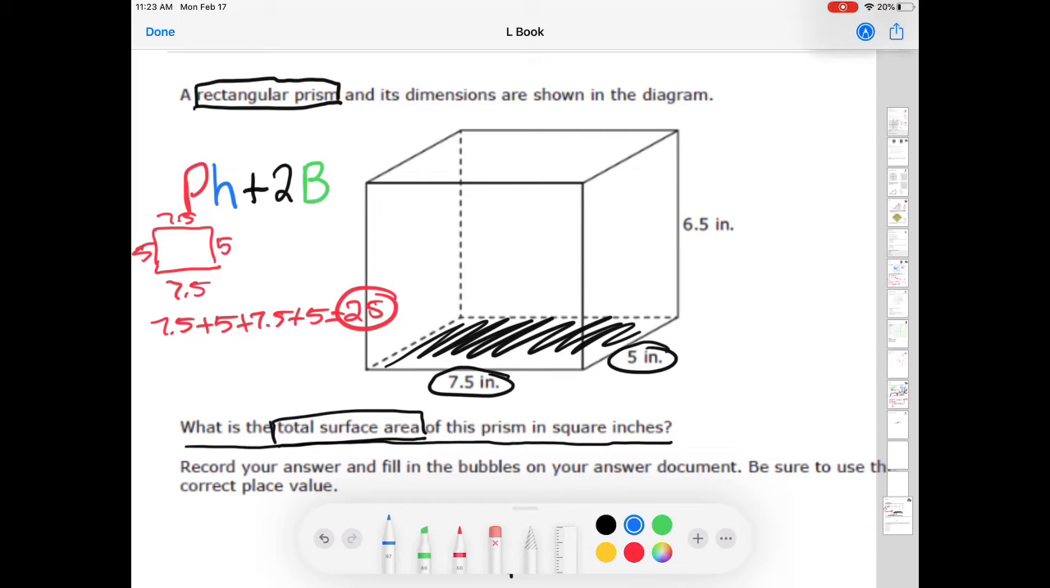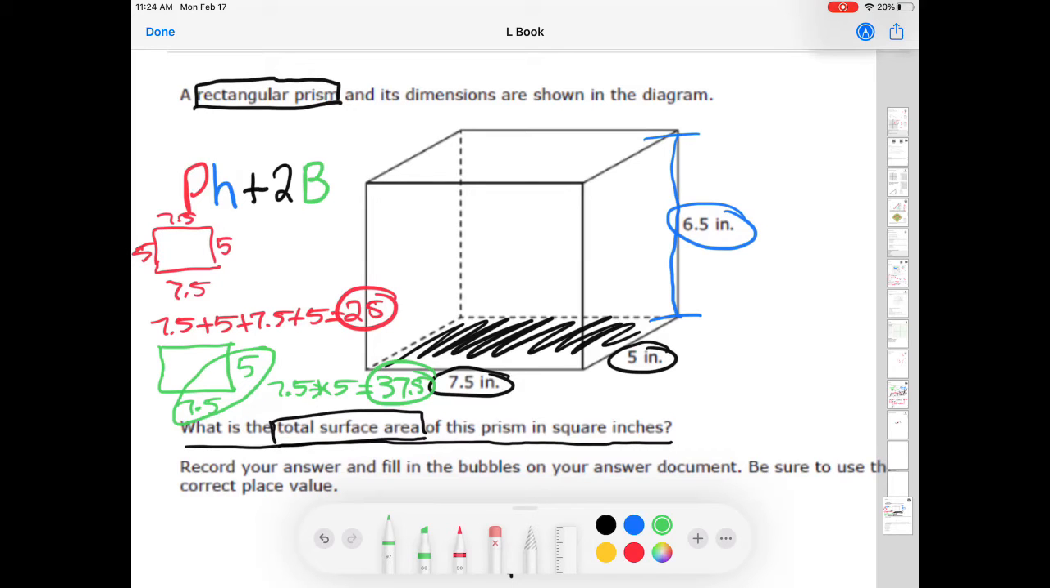Next thing, I need to figure out where my height is. Well, that's easy. It's usually going to be the number that you didn't use. So it's 6.5 over here, or the actual height of the rectangular prism as it's sitting down. Now we have our plus 2. We know that that stays the same. And then we have my big B, which is my area of the base. So again, I'm going to draw my rectangle. I'm going to use 7.5 and 5. I'm going to go ahead and multiply the two, because it's length times width, or base times height. I do 7.5 times 5, and when I do that, I'm going to get 37.5.